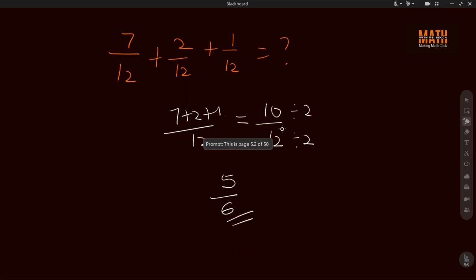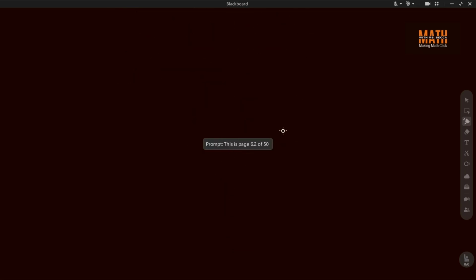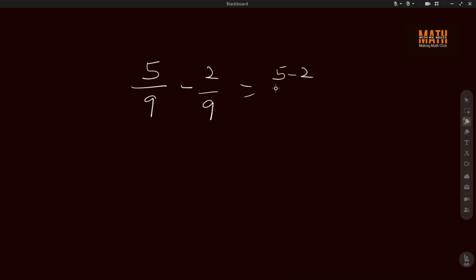Now let's move to subtraction. Same thing applies to subtraction when the fractions have the same denominator. So we just subtract the numerators and keep the denominator. For example, let's say we have to subtract 5/9 minus 2/9. This is the same thing as saying 5 minus 2 over 9, and this will give 3/9. And that's it.